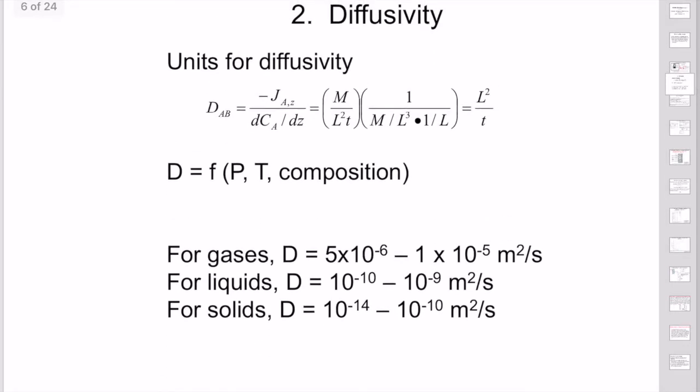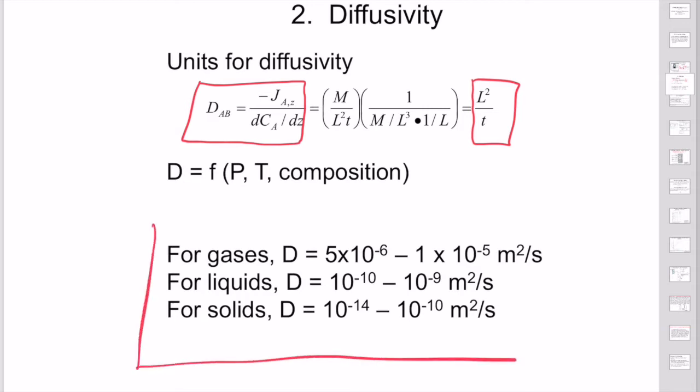Now, let's talk a little bit about the diffusivity. If we take Fick's first law and solve for the diffusivity, and then just look at the units, we find that the units for diffusivity are length squared over time. Usually it's things like centimeter squared per second, meter squared per second.